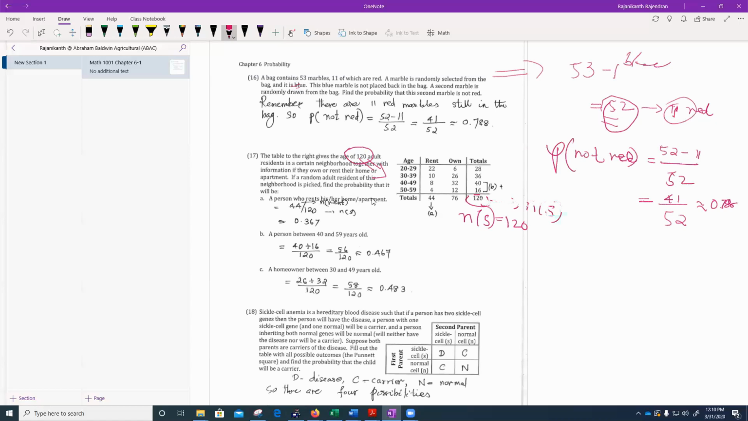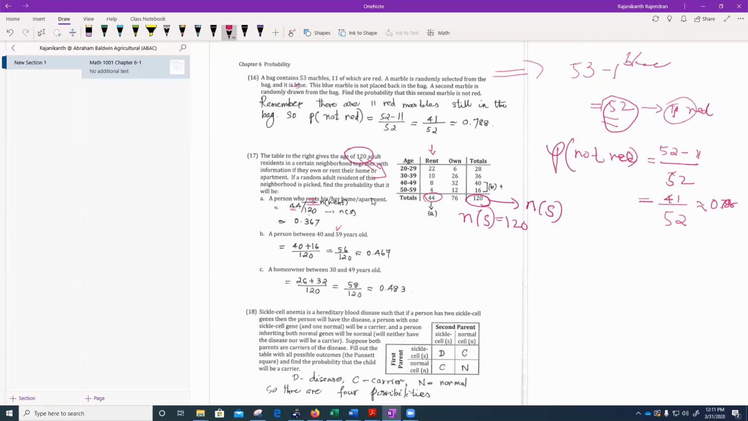Now look at the apartment. We are checking the probability of those who have apartments, which is the rented house. So look at the rented column. How many are there in total? In total, there are 44. So that means there are 44 rentals out of 120. That is my N of S. So 44 over 120. Always the denominator is going to be the total elements in your sample space. Wherever you pick, the sample space has now 120.